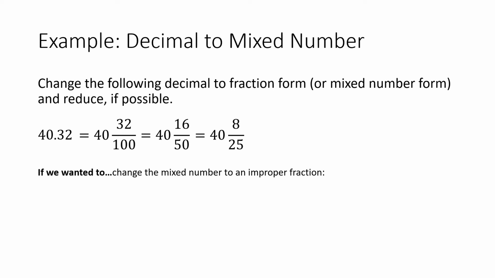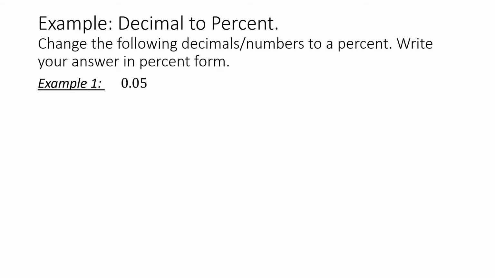But if we wanted to change the mixed number to an improper fraction, we can do that. So we would multiply the 40 and the 25 and then add the 8 to get my new numerator of 1008, and the denominator would be 25. So that would be the improper fraction answer.